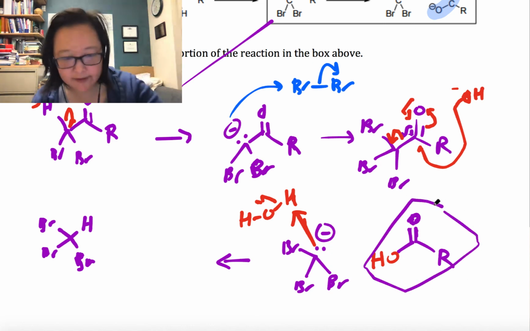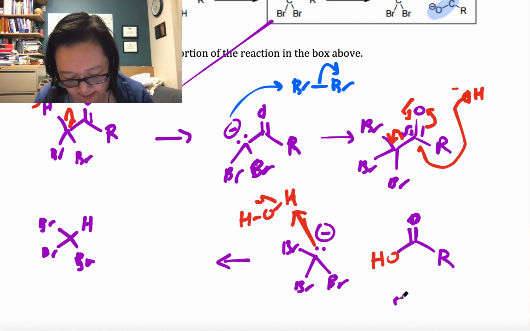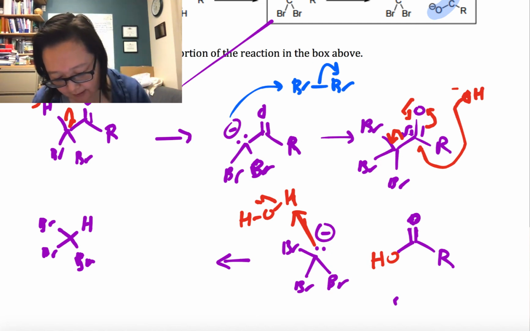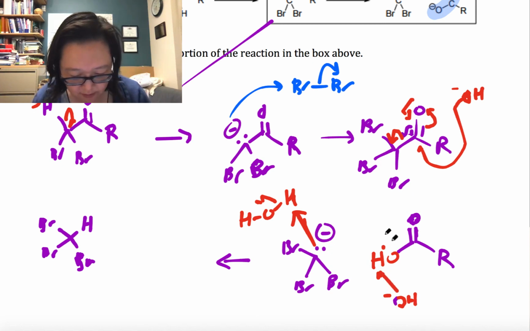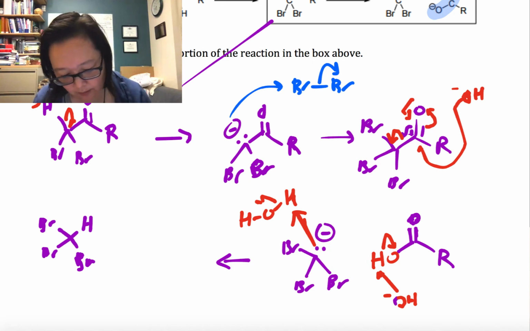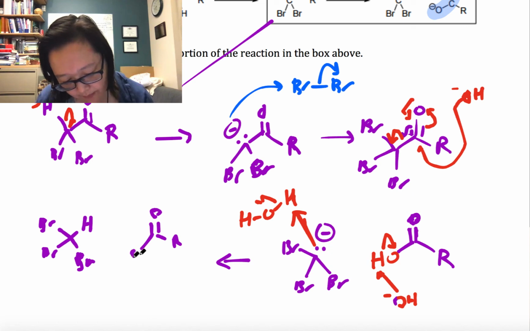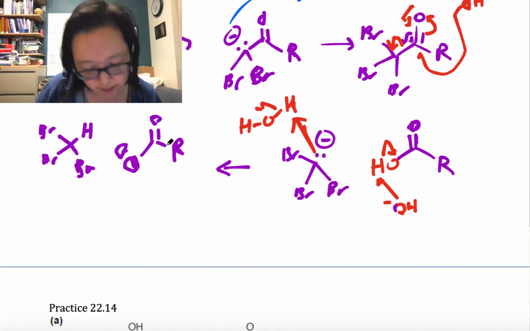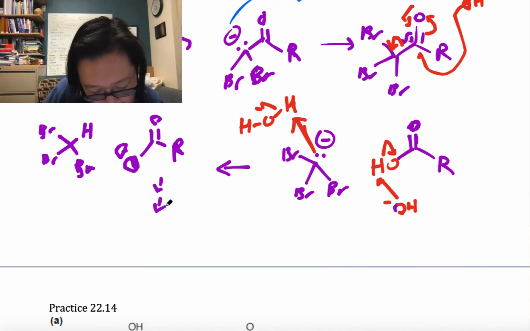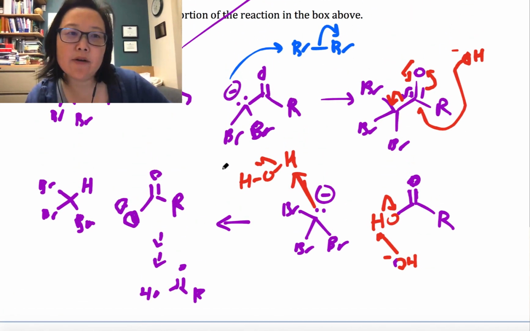carboxylic acid. However, this is in basic solution. So with the remaining OH minus in solution, generally the conjugate base form is favored in a basic solution. So technically, until we neutralize this, we're going to see the carboxylate form of that carboxylic acid. If you need a carboxylic acid, all you have to do is work this up with water or dilute acid. Then, after another step with H2O, you could form the carboxylic acid.